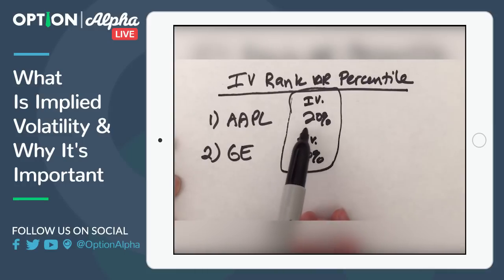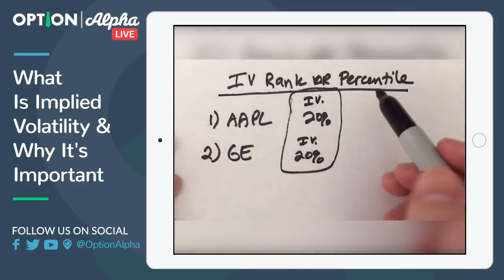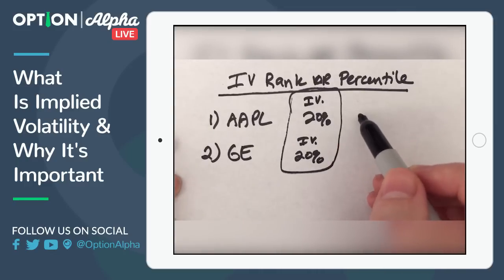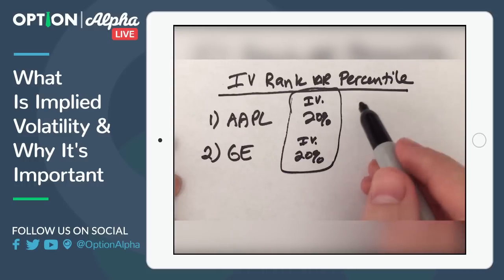So a 20 reading on Apple may be relatively high or maybe relatively low, right? We don't know what that reading is. So what we have to do is go back historically and look at it. Now, look, there's software that can do this, just so you guys know, so you don't have to do this. I'm just talking through the process here.